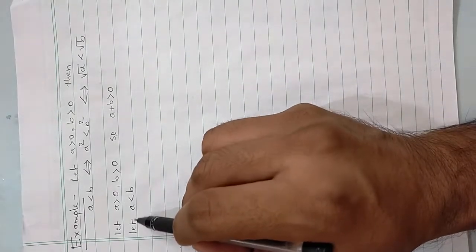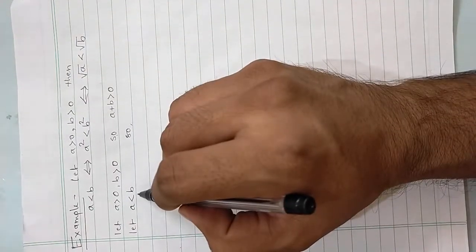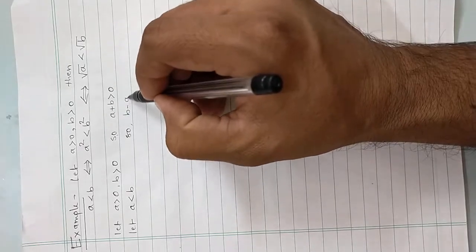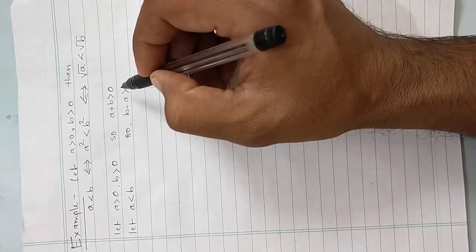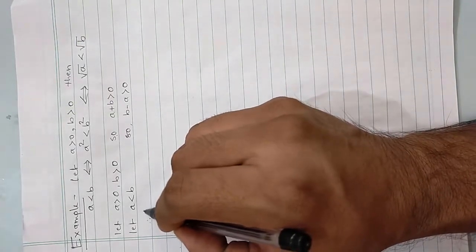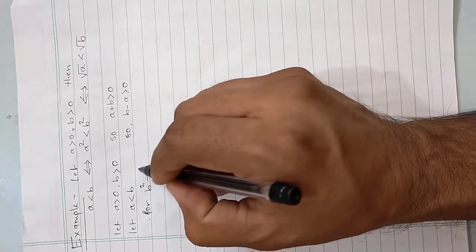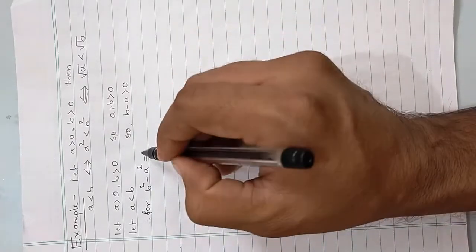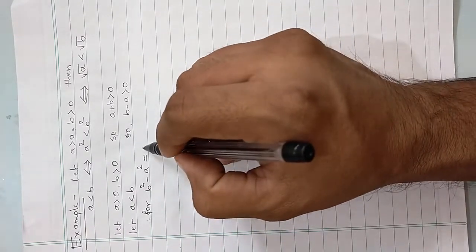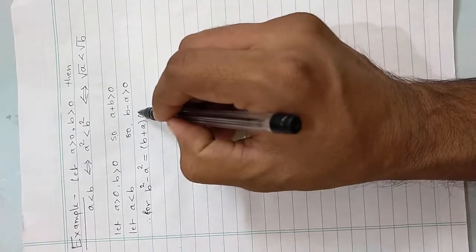So addition of two positive real numbers has to be positive. Now we have considered a is less than b. So this implies that if a is less than b, we can have the difference b minus a to be positive, right? Therefore, if I consider this quantity b square minus a square, what will the quantity be? So by factorization I can write it as b plus a into b minus a.